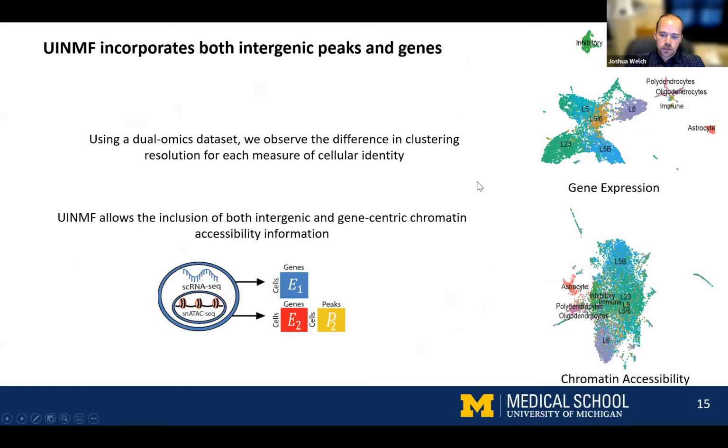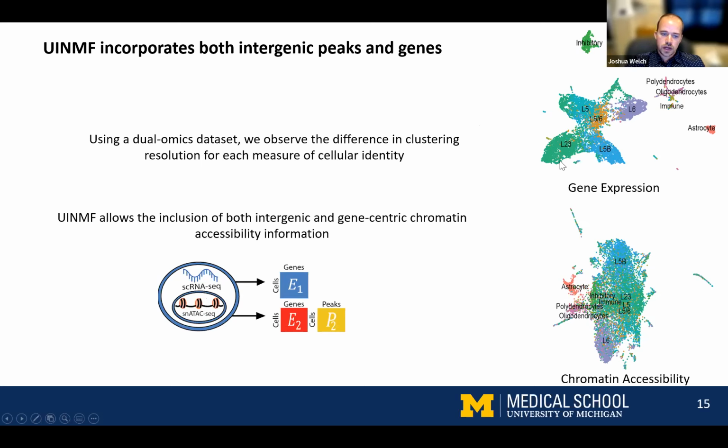So we performed this analysis on a SNARE-seq data set, which is a data set that actually measures gene expression and chromatin accessibility in the same cells. And this is a case where, because you're measuring both things in the same cells, you don't strictly need to use an approach like UINMF. But we picked this data set because it gives us ground truth for assessing how much information the intergenic peaks can add to the analysis.